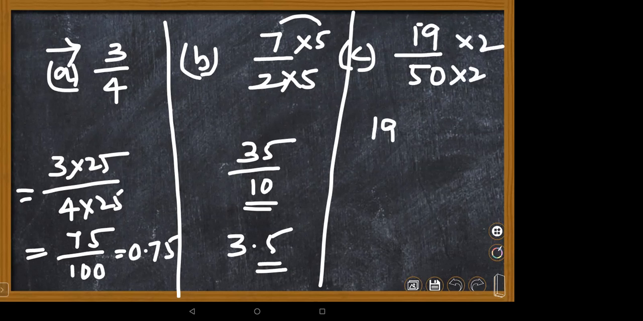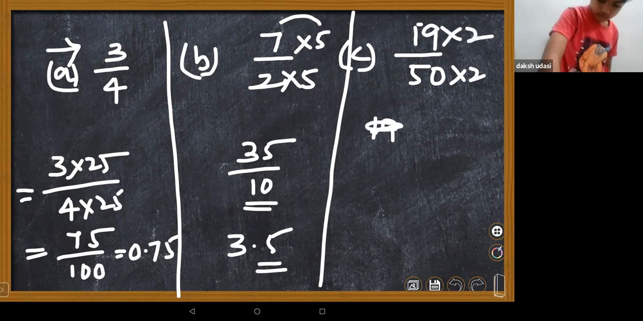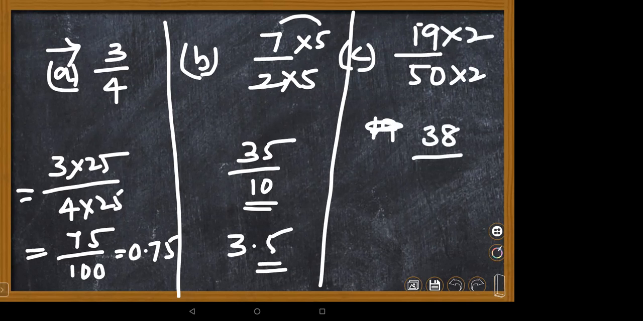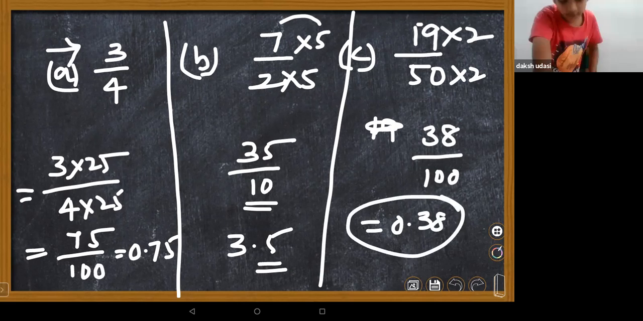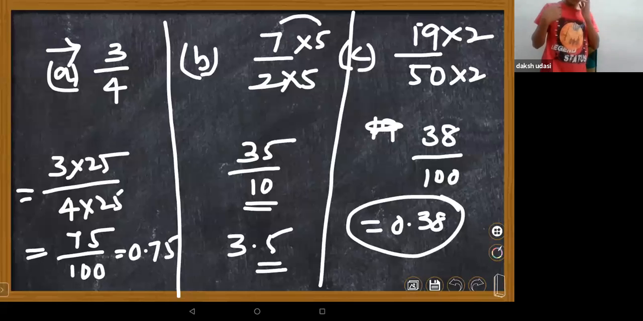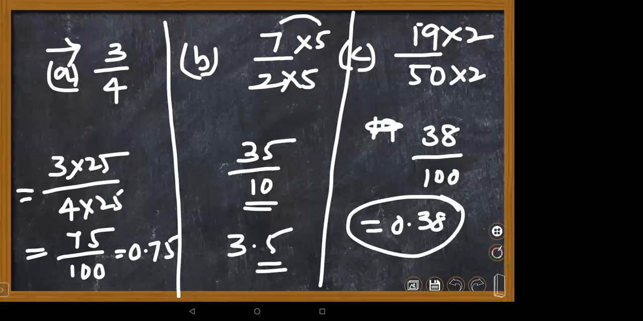19 twos are how much, children? 38. Very good. Ma'am, I got all correct answers. Very good. For whom all correct, children? Please raise your hands or else let me know names. Yes, me, ma'am. Very good. Now, next question.